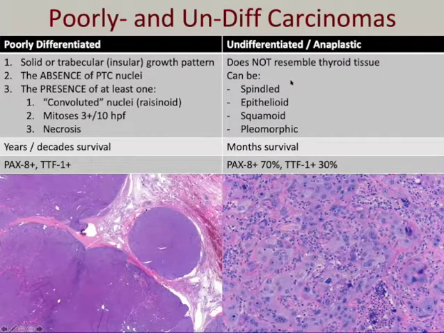Anaplastic no longer looks like thyroid, right? It looks like sarcoma, looks like undifferentiated carcinoma, and it starts to lose markers. First it loses thyroglobulin, you're never going to see it. It then loses TTF1, and then lastly, it'll lose PAX8. So if you have any chance of it being anaplastic, try PAX8.